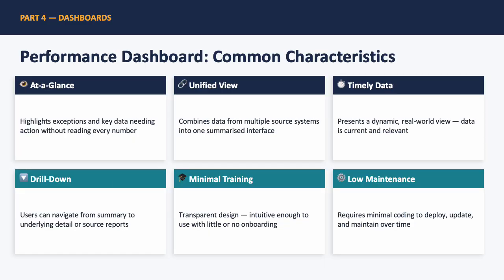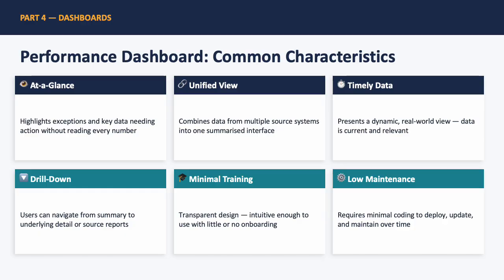Regardless of the type, all effective performance dashboards share a set of common characteristics. First of all, at a glance readability. The dashboard must communicate critical information within seconds of opening, without the user needing to read large blocks of text or perform their own calculations. This usually means using KPI cards, color-coded indicators, and clear visual hierarchy.